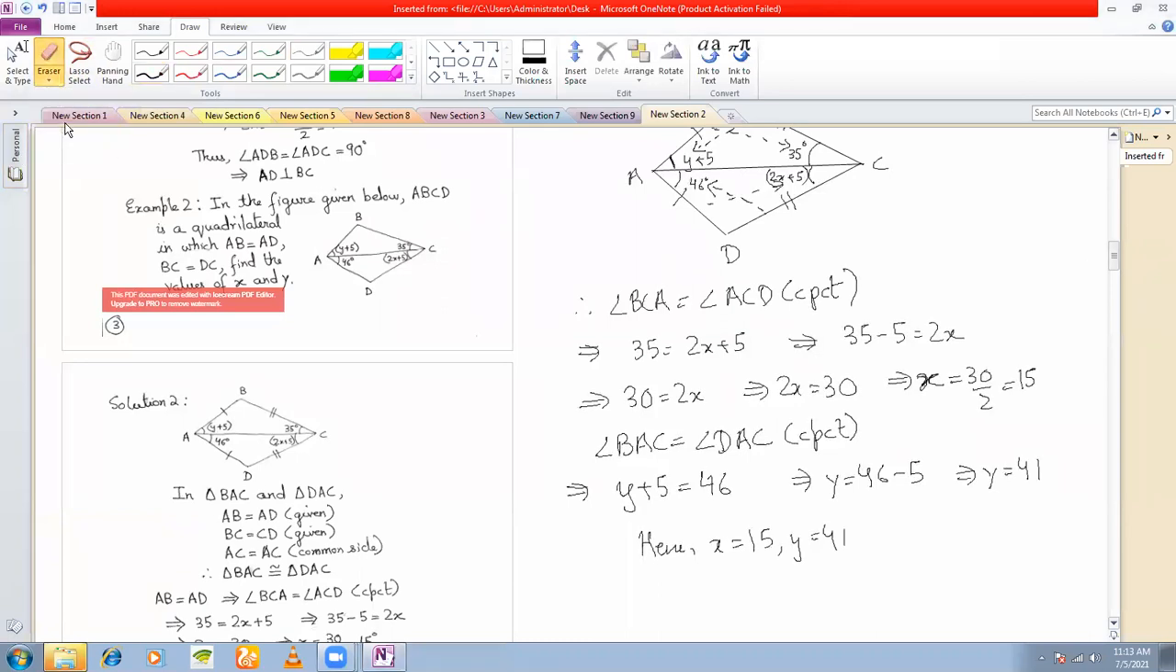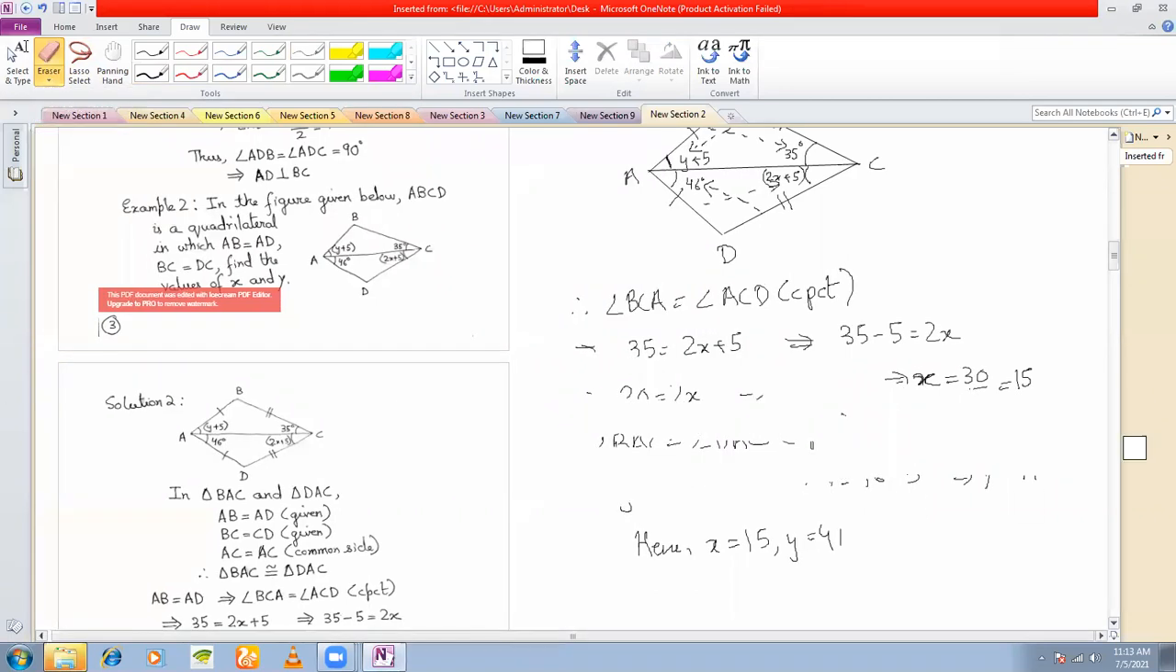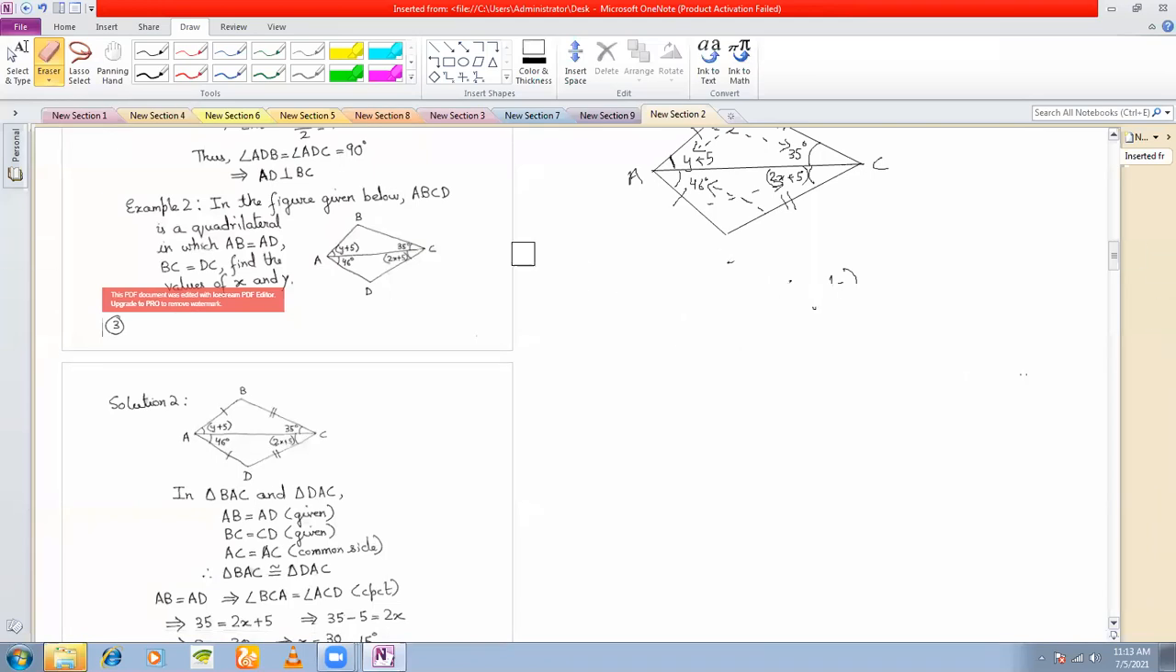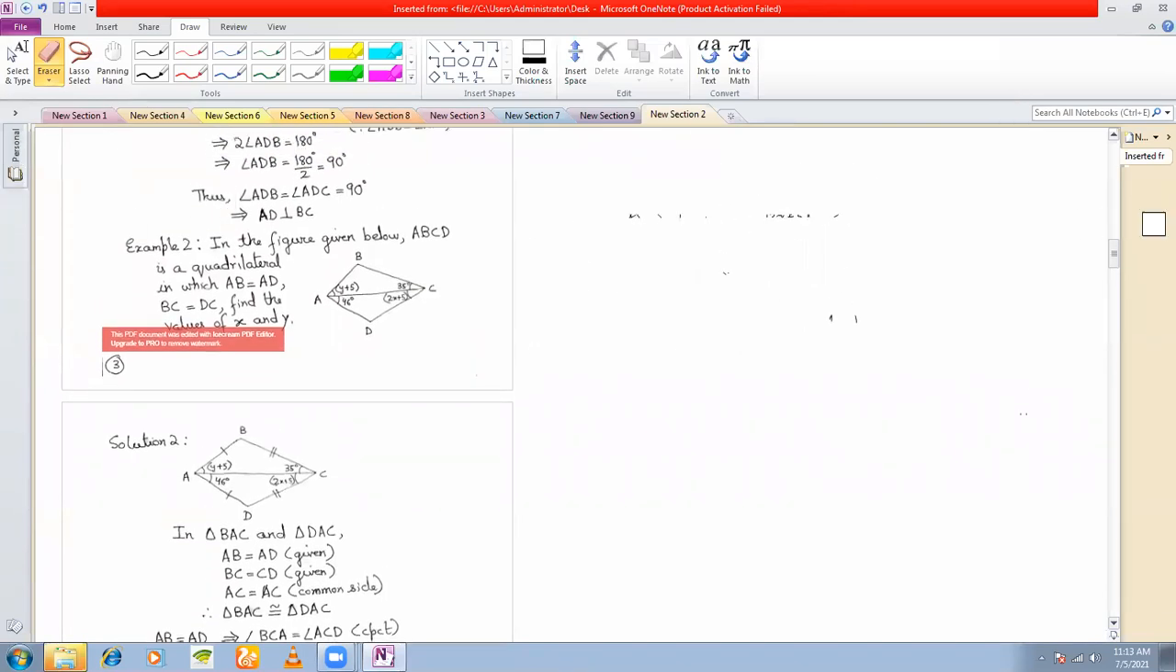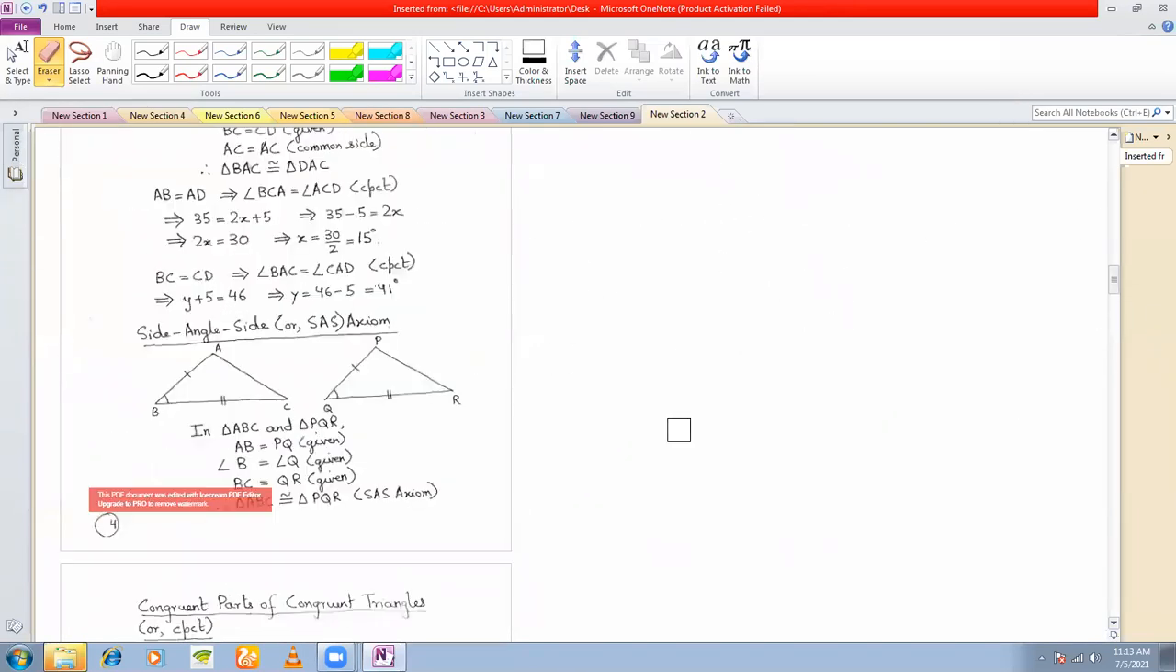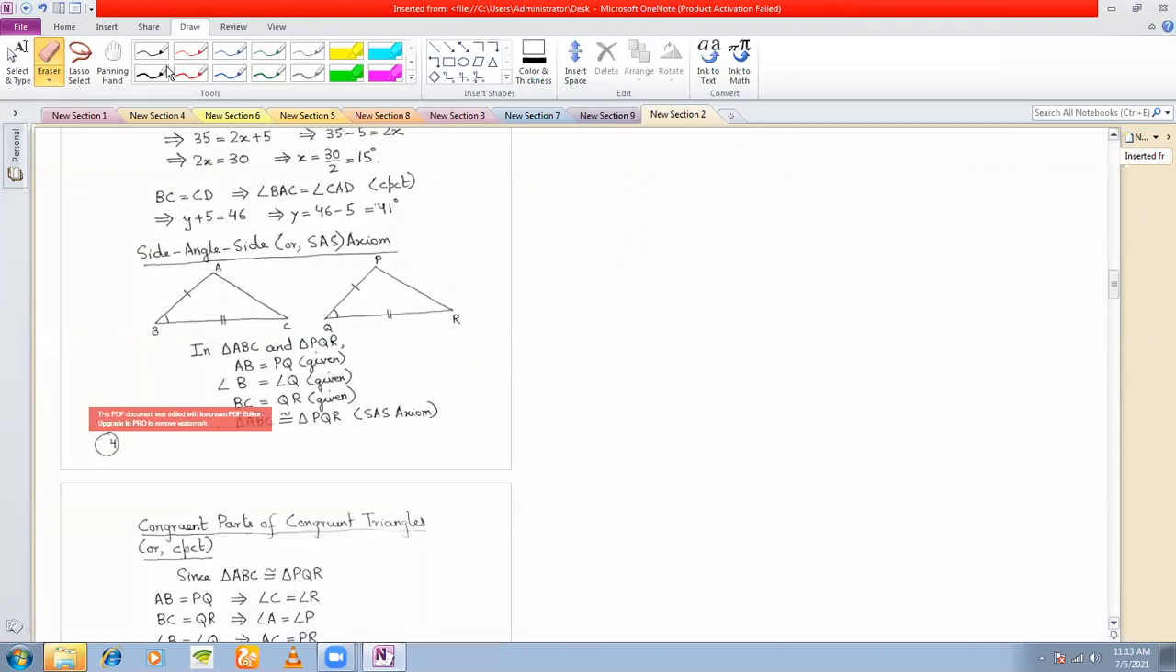Now the side axiom was easy, right? Because all three were sides. Now what if a combination is given to you? What if say one angle and two sides are given to be equal? Then can you prove congruency? Yes, you can prove with the help of the SAS axiom. Okay, so next axiom is SAS.